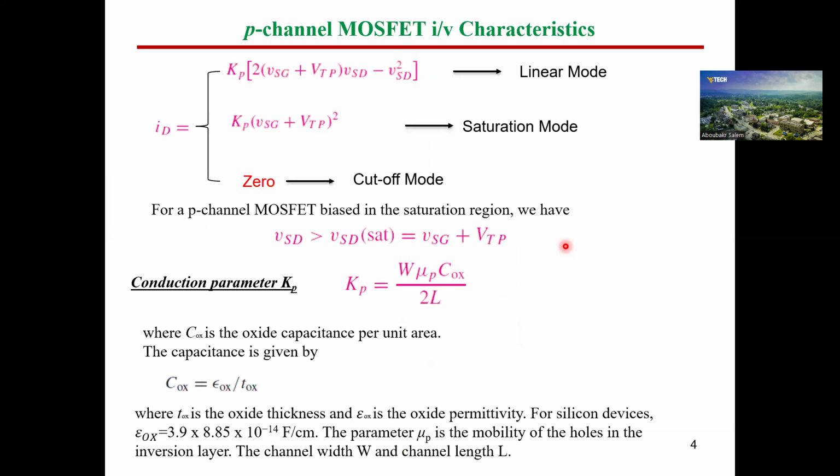In terms of relation, we have the same relation as for the N channel, except that here this sign is plus instead of minus. And when you substitute in the relation, you will substitute VTP with its negative sign, so it will return to a negative value again. So this is the difference in terms of the relation here.